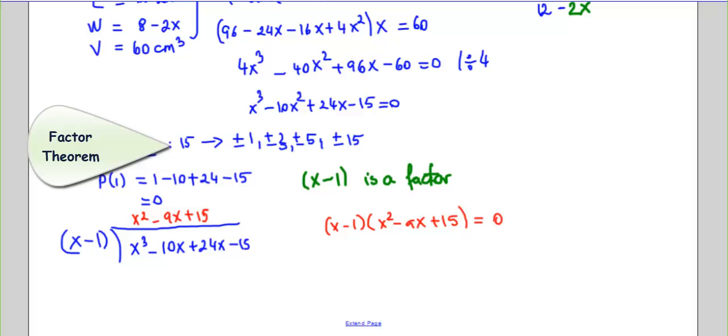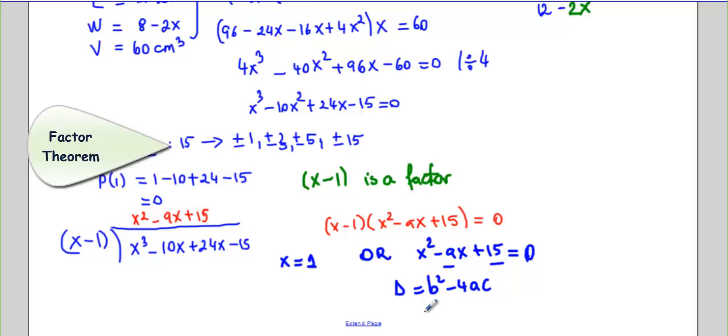When is this product 0? When either the first bracket is 0, or x equals 1, or the second bracket, x squared minus 9x plus 15, equals 0. So we already have our first option for x equals 1. However, we do have to explore the second option. We do notice that 9 and 15 do not factor easily. So we're going to use the quadratic formula and calculate the discriminant first.